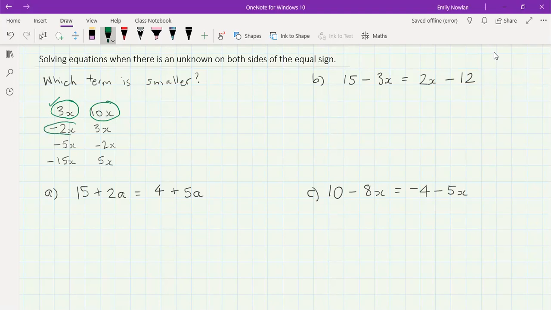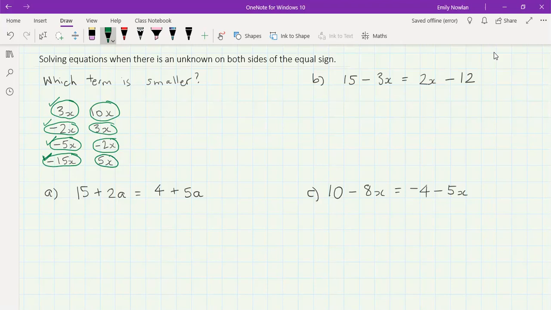So look at the next pair. We've got minus 2x and 3x. Which one's smaller? Minus 2x is further away. It's a lower number, minus 2. That's the smaller one. What about minus 5x and minus 2x? Which is the lower number, minus 5 or minus 2? Sometimes this one can be a bit confusing, but it's minus 5. That's the lower one. And what about minus 15 and 5? It's definitely the minus 15. I didn't mean to put them all on the left, but they are all the lower terms.